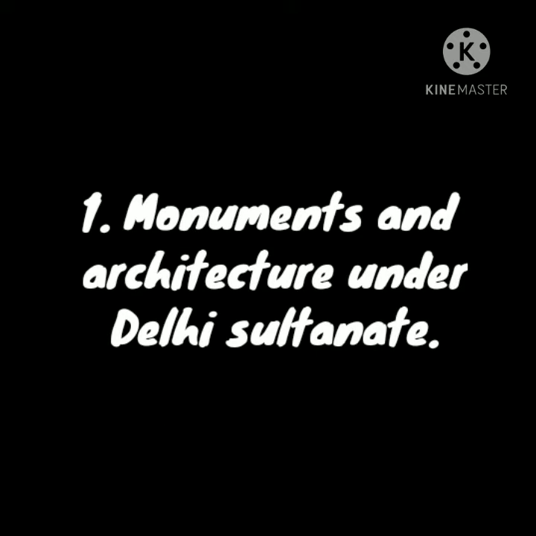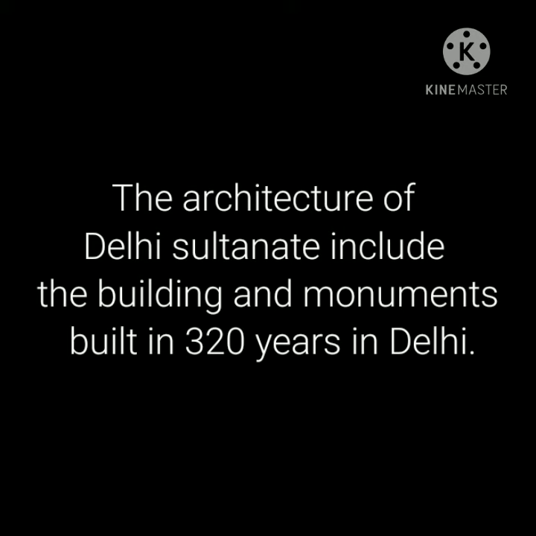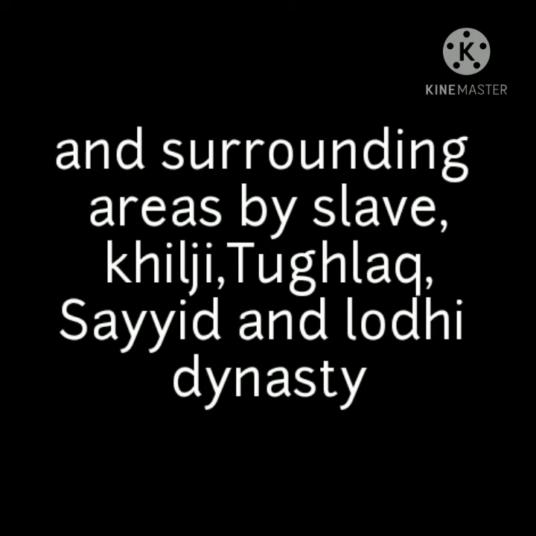First topic is monuments and architecture under Delhi Sultanate. The architecture of Delhi Sultanate includes the buildings and monuments built in 320 years in Delhi and surrounding areas by the Slave, Khilji, Tughlaq, Sayyid and Lodi dynasties.